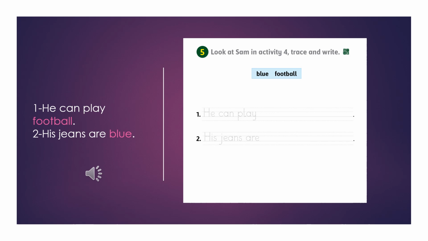Let's check our answers. He can play football. Number 2, his jeans are blue.